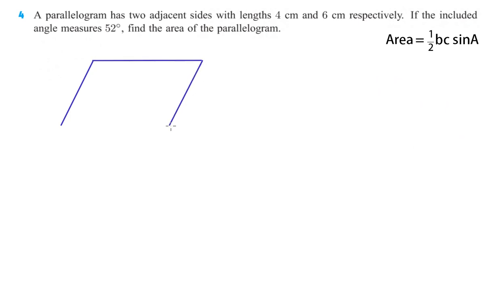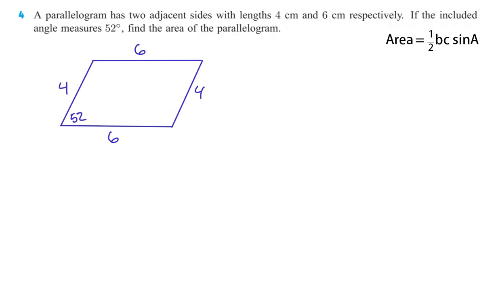This is the two, again, parallelogram. Both sets of opposite sides have to be parallel, and they're also going to be congruent. So this is 4, and say this is 6, which also means that this is 4 and this is 6. If the included angle measures 52 degrees, this is obtuse, so it won't be that one. It's going to have to be this one here. If the included angle is 52 degrees, find the area of the parallelogram.